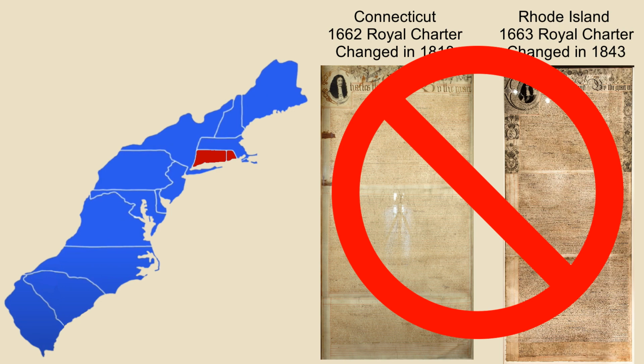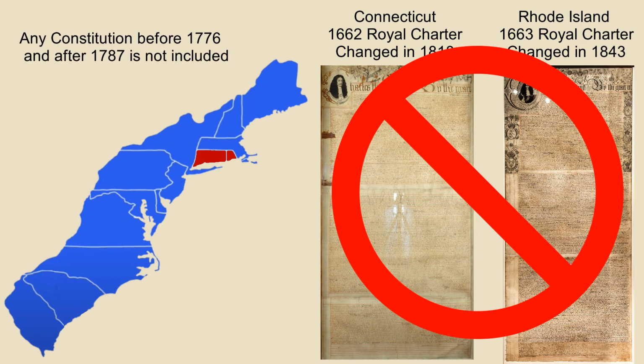This paper leaves out the 2 states that had royal charters, since this paper compares the constitutions that the states made and how the delegates of those conventions were impacted by the experience when writing the U.S. Constitution in 1787. Any state constitution before 1776 and after 1787 is not included.